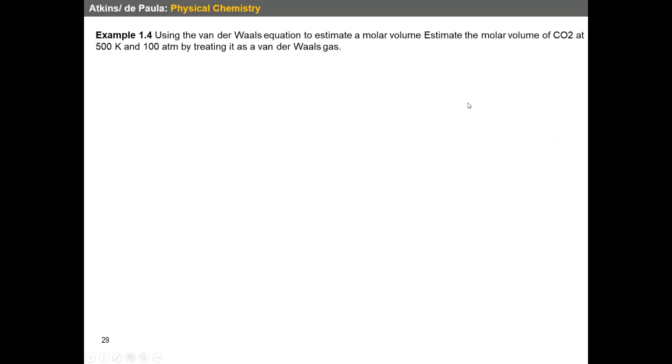Okay, so now I want to solve one example with you. Using the van der Waals equation, estimate the molar volume of carbon dioxide at 500 K and 100 atm by treating it as a van der Waals gas. So let's solve this problem. I will give you a few minutes, and then let's solve it together. Just think about it. How can you solve this equation?